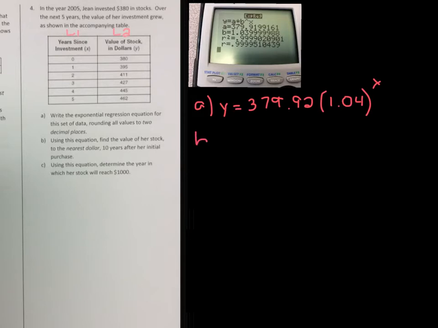Now part B says, using this equation, find the value of her stock to the nearest dollar 10 years after her initial purchase. So what they're looking for us to do is replace the x with a 10, because the x represents the years since her investment. So we'll write y equals 379.92 times 1.04 to the 10th power. All you have to do is plug that in your calculator. This asks us to round to the nearest dollar, so I got 562.37, so to the nearest dollar, that would be $562.